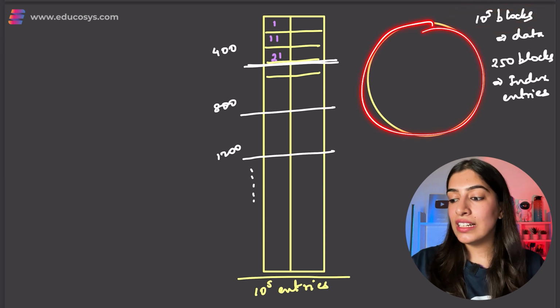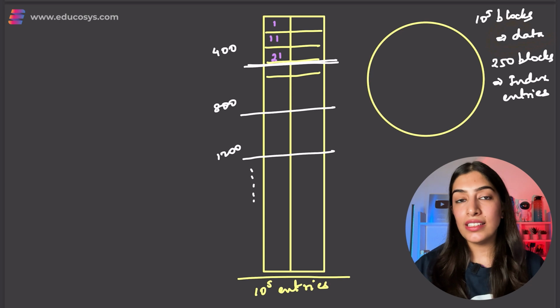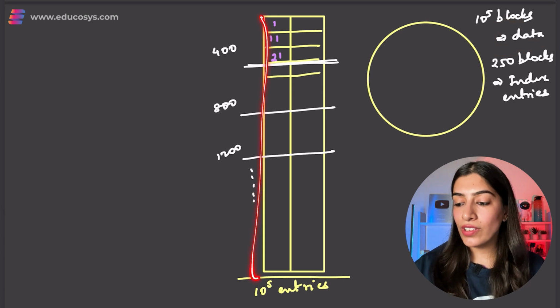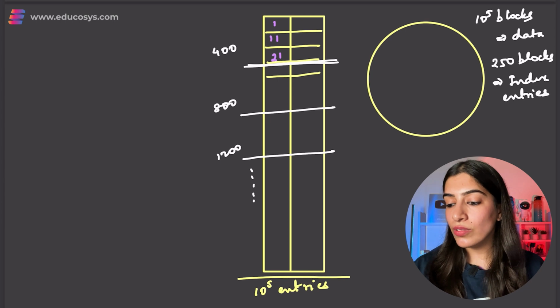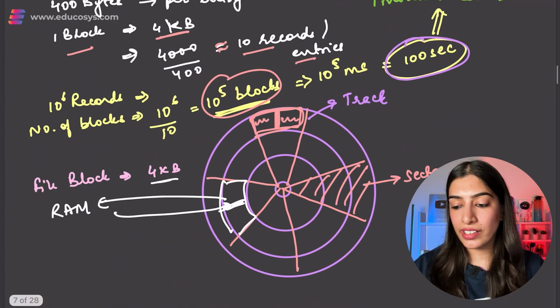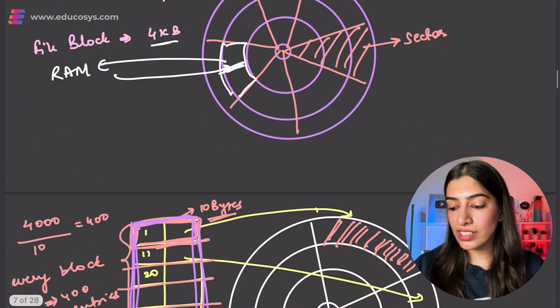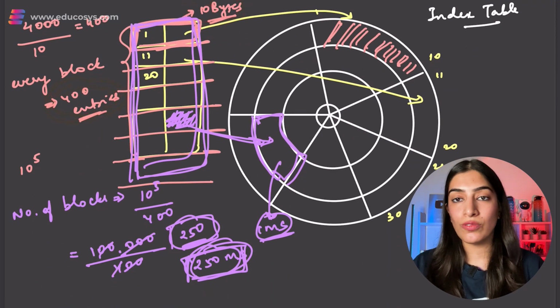So on the disk, 10 power 5 blocks are used to store all the data. Then we said let's optimize the time, and that is why we drew this index table. Now in this index table, what did we see? We saw that because each entry is much smaller, it's not like 400 bytes, say 10 bytes, here we can store 400 entries in one block.